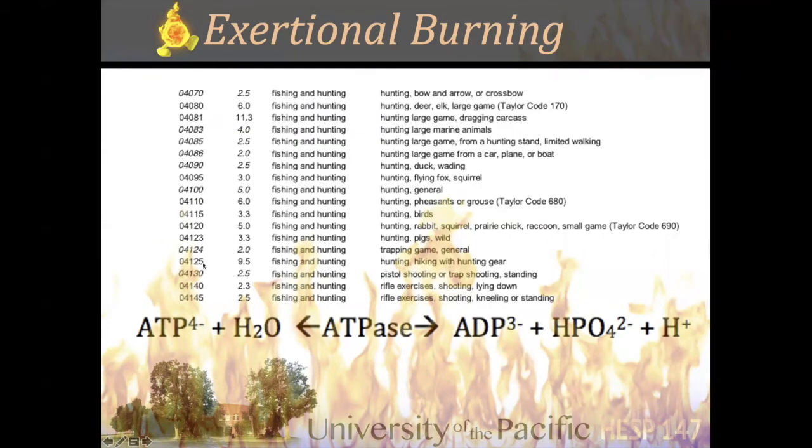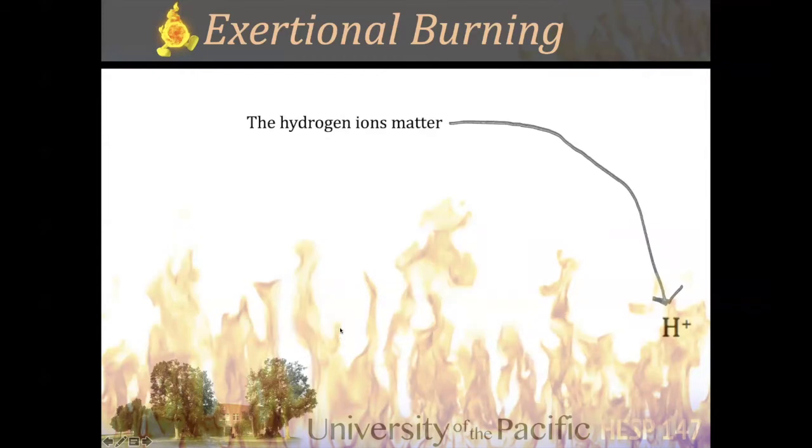We talked about this one on Monday, but these are the MET values. Just multiply your basal metabolism times this, right? If you're killing some pheasants, grouse, that's a 6-fold increase in your metabolism, ballpark figure. If you're hiking with hunting gear, you're not killing yet, you're just hiking, you're 9.5 times your resting metabolism. If you're just standing there shooting a pistol, maybe 2.5 times your resting metabolism. All of this stuff, you're generating a bunch of hydrogen ions. You do it enough, and you're going to get acidified.